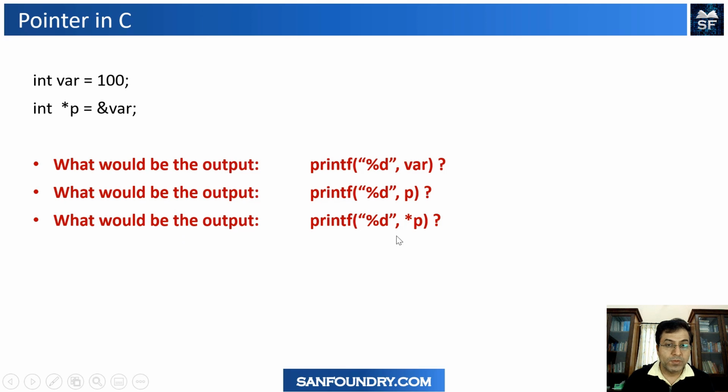What would be the output for star p? Star p means whatever address is there, please go and jump there and get the data. I think that's the idea here, right? So when p is ampersand of x, storing the address of the variable, jump into that address. When you jump into this address, the value will be 100. So star p will give you 100. I think that's the summary. This might be easy for many of you now.